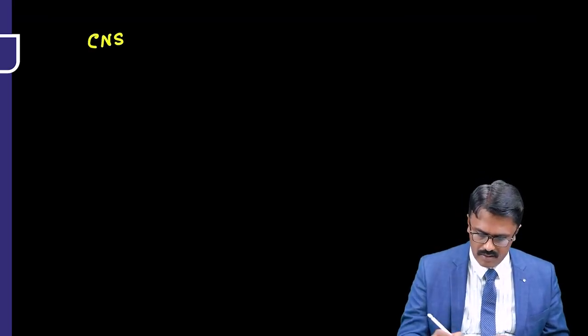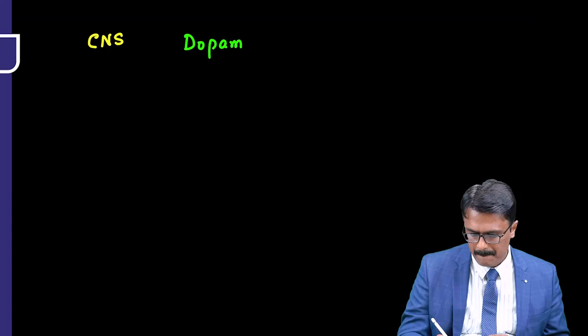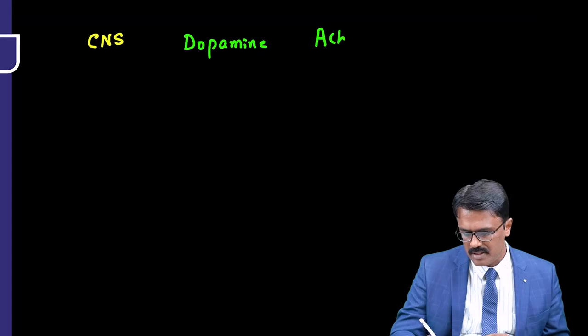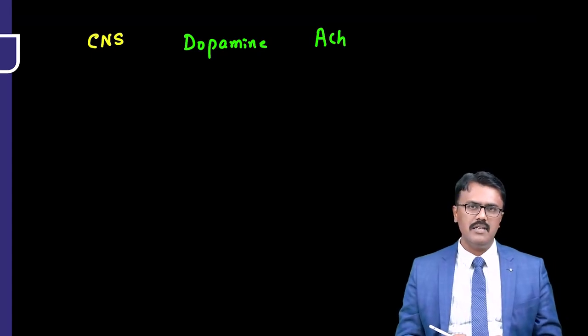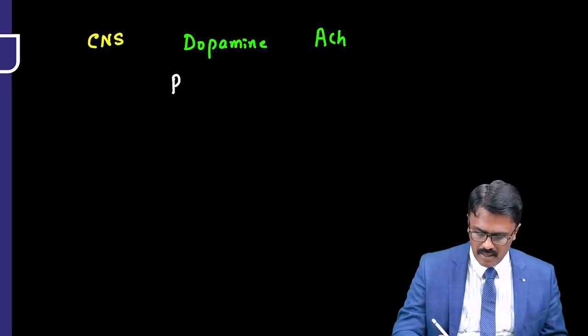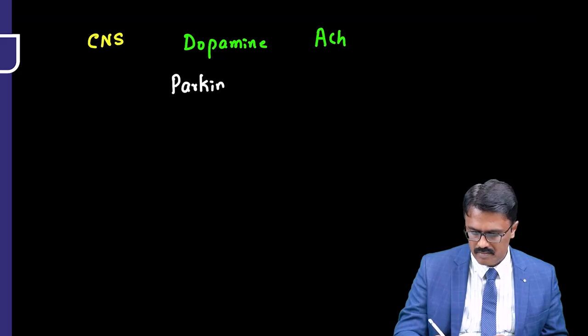Continuing with the CNS, let me start. In the CNS we know that there are two neurotransmitters, one is dopamine and one is acetylcholine. They are in balance. Now tell me a disease where dopamine is lesser. The disease is called Parkinson's disease.